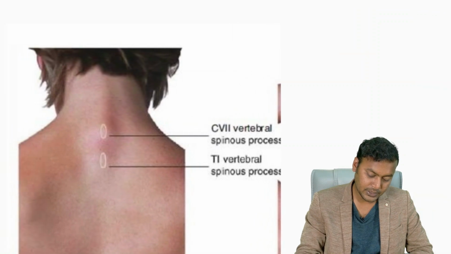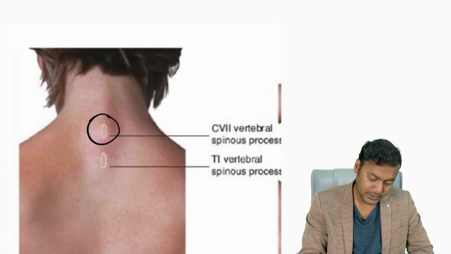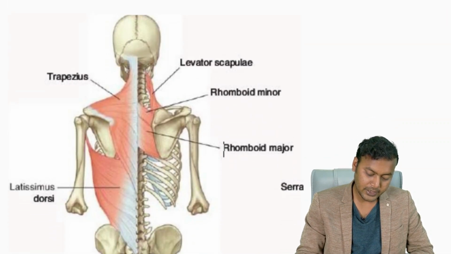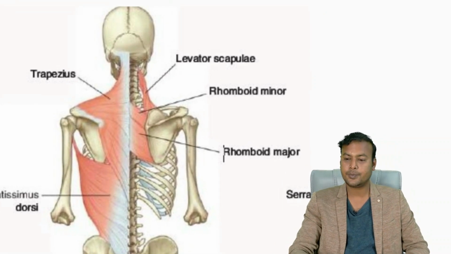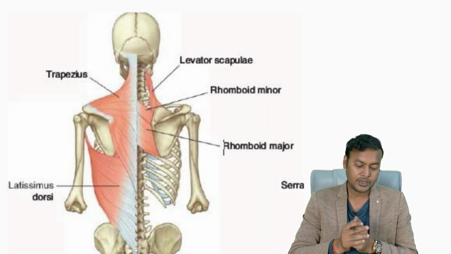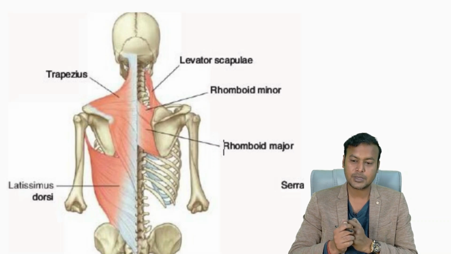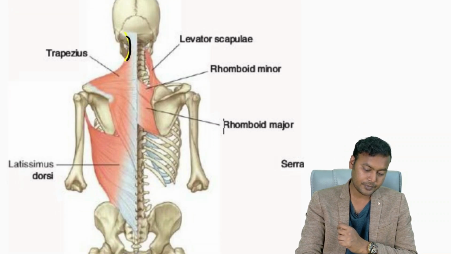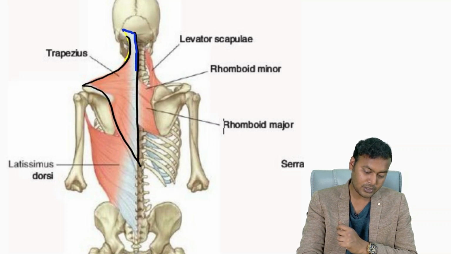So here again you can see the prominent spinous process. This belongs to C7, the vertebra prominens. Alright, now students, in the dissection video, after removal of the skin and the superficial fascia, we come to the layer where there are the large superficial muscles of the back. You can see this muscle having an extensive origin. The extensive origin I am showing in blue color.